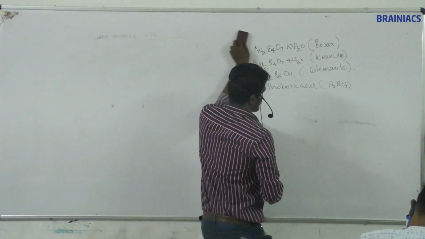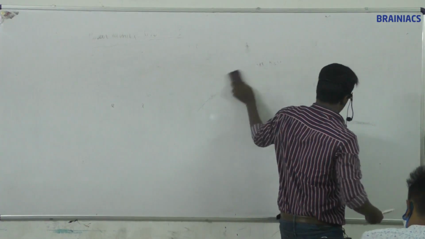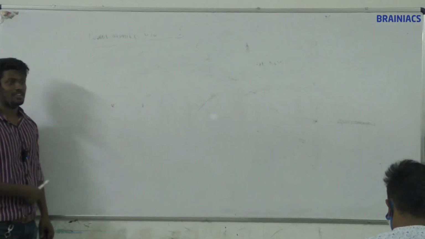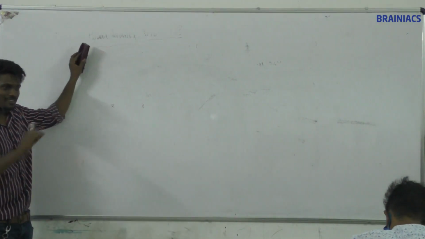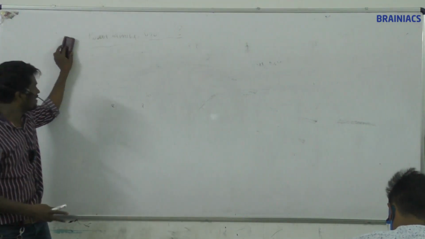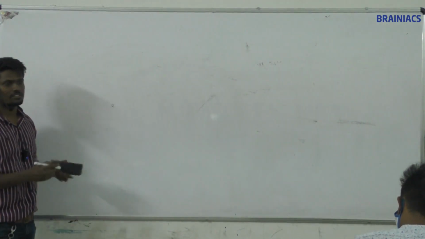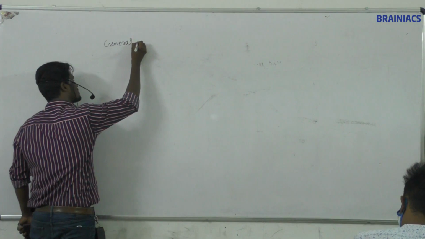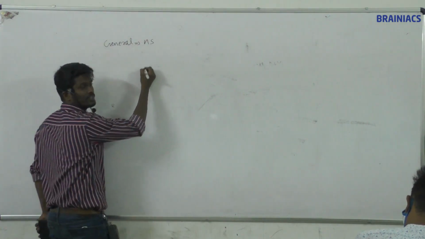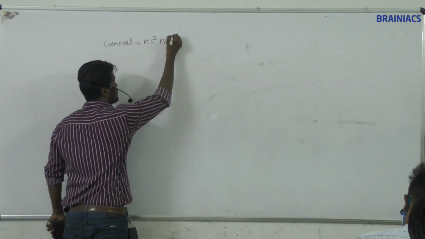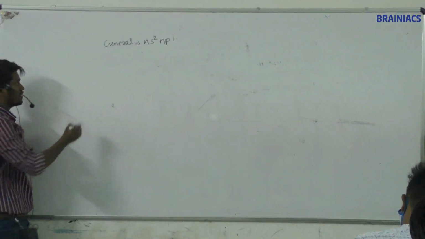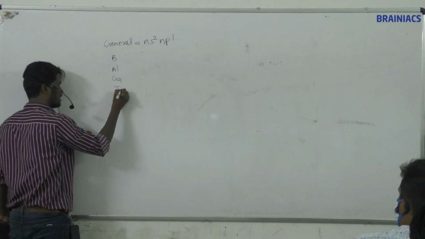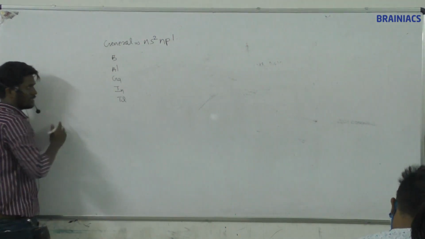Okay, next one is electronic configuration. So what is the general electronic configuration? ns2 np1. Okay, so here we have boron, aluminum, gallium, indium and thallium.